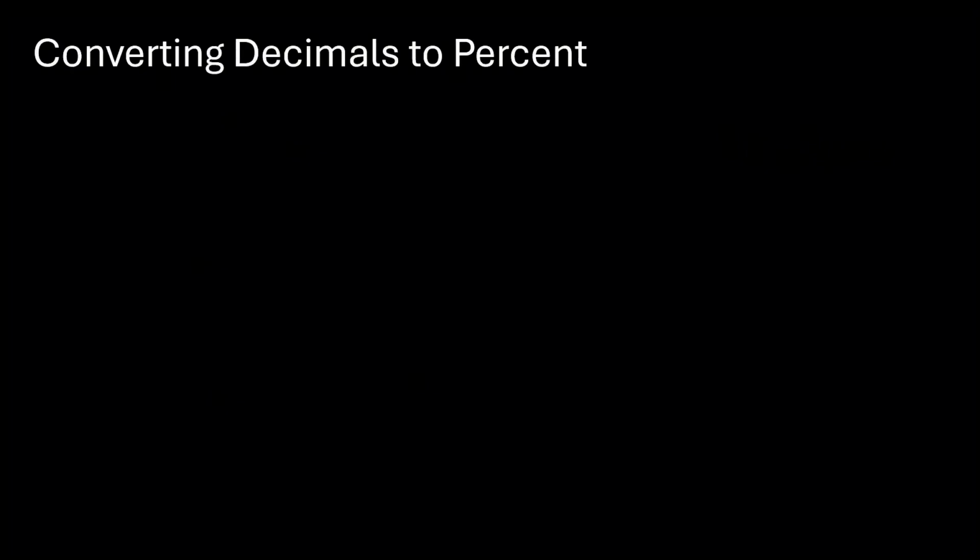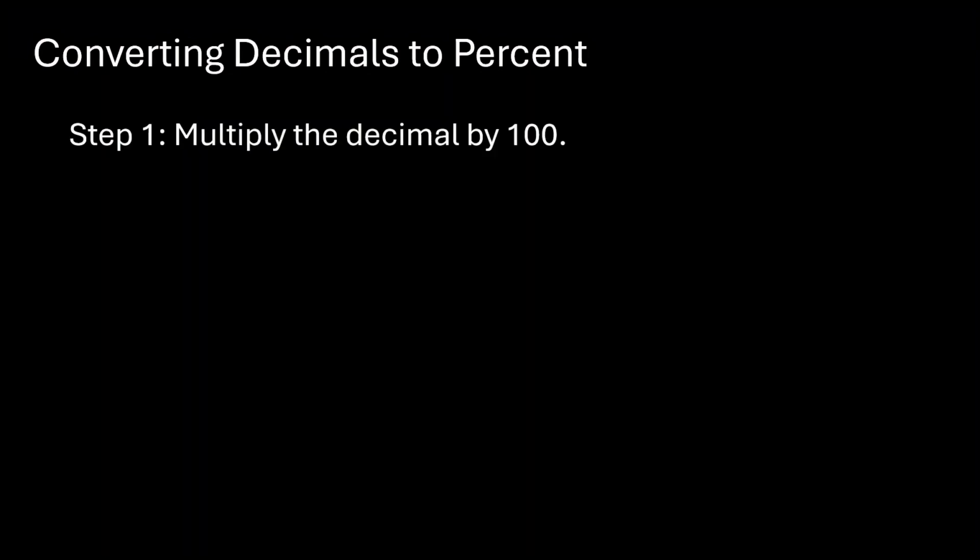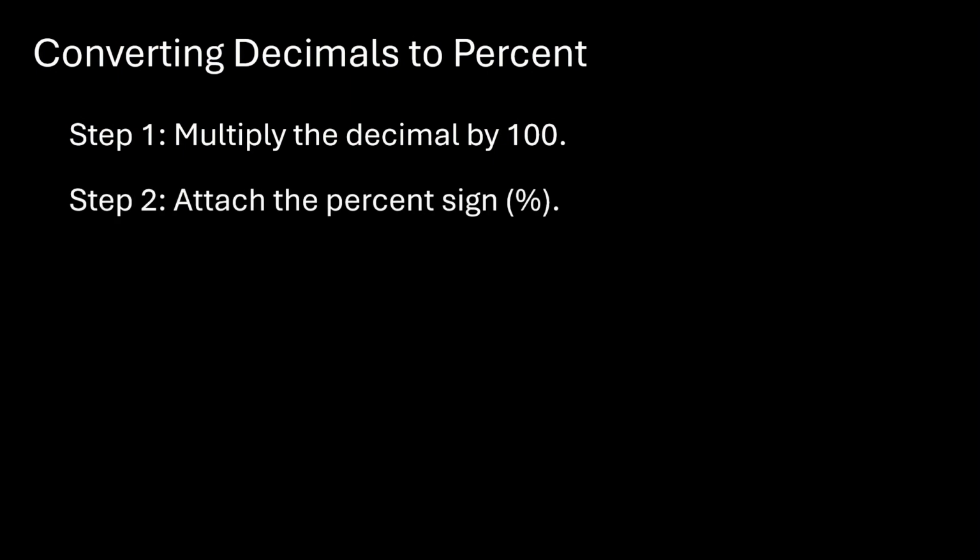Since percent means out of 100, there are two methods we can use to convert fractions into percentages. Let's learn them one at a time. Let's begin with converting decimals into percent. To convert a decimal into a percent, we follow two simple steps. Step 1, multiply the decimal by 100. Step 2, attach the percent sign.